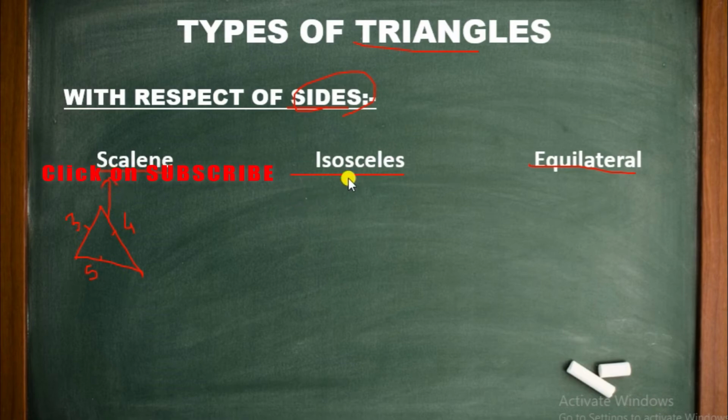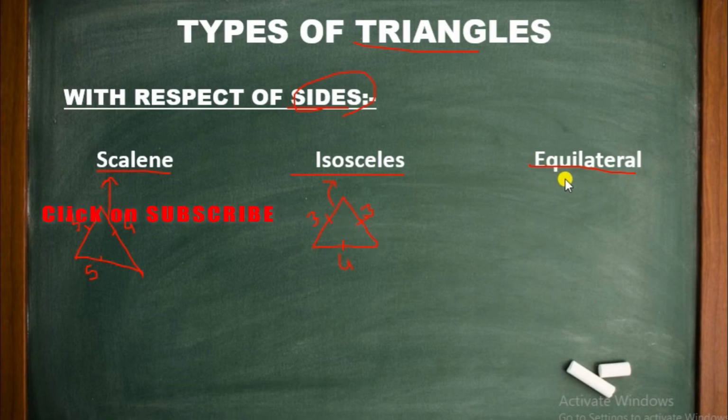Next, isosceles triangle. Again, I am drawing one triangle. In this triangle, you can see this side is 3, this also 3, and this is 4. So when two sides are equal, that means this one and this one, and one is different, then it is called isosceles triangle. Again, isosceles triangles are those triangles where two sides are equal.